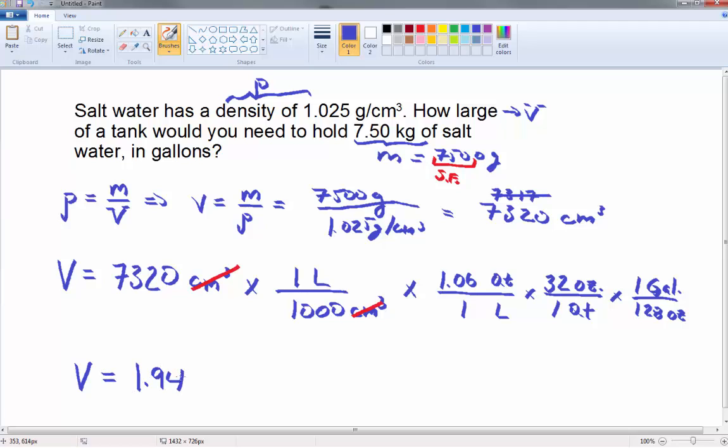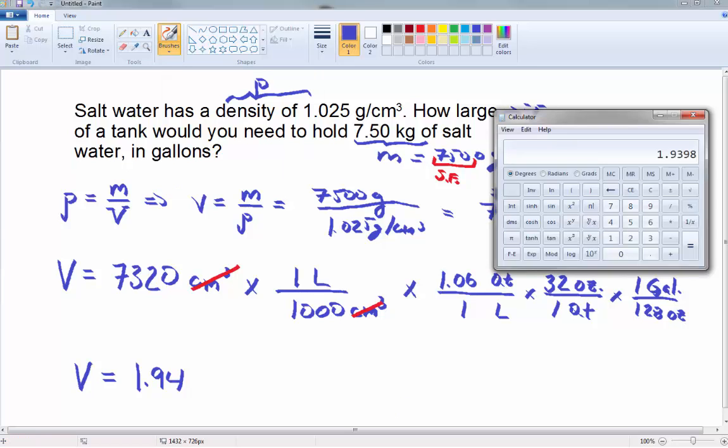1.94. Now note that if we did not round this original number up here, we might get a slightly different answer. So if we start from the 7,500 over 1.025, what are we going to get? Well, 7,500 divided by 1.025 gives us this number. Okay, then we're going to divide that by another 1,000. That's this part of the conversion. Then we're going to multiply by 1.06. That's to convert from liters into quarts.